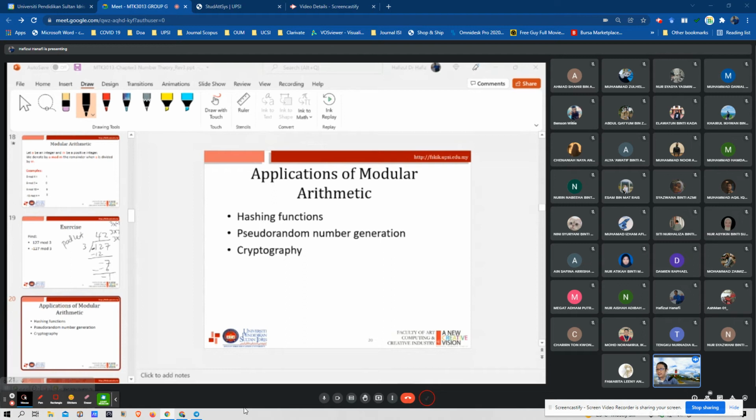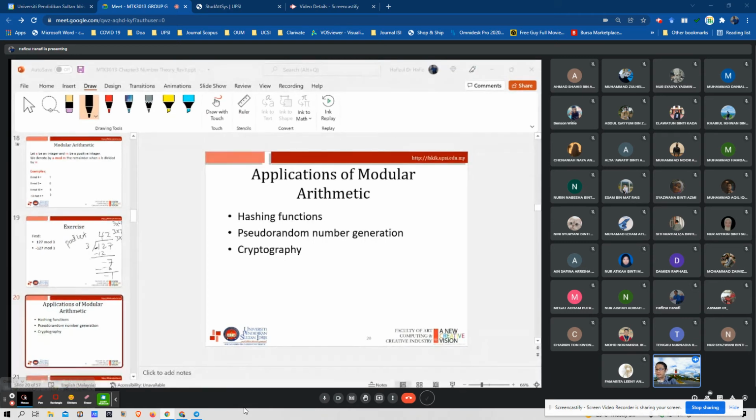Then the other is pseudo random number generation. Pseudo random number generation is also known as a deterministic random bit generator. It is an algorithm for generating a sequence of numbers that have properties approximating the properties of a sequence of random numbers. Sometimes we call it PRNG, pseudo random number generation, or sometimes deterministic random bit generator.